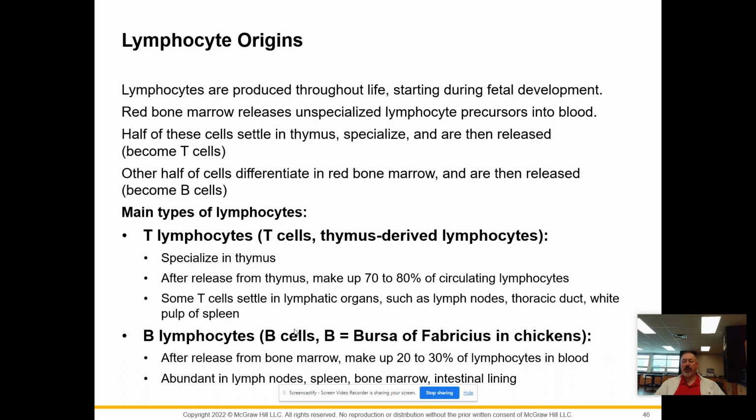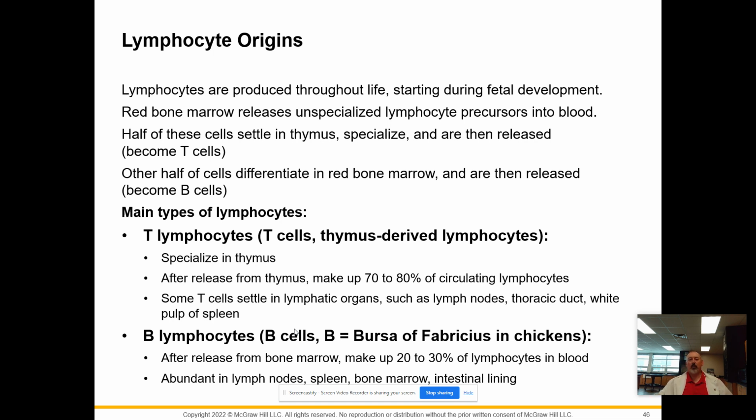B lymphocytes are named like this: the T is going to take the T of thymus, and T lymphocytes. That makes sense because they're thymus derived. Due to some early research, the bursa of Fabricius in chickens was where we found and really started the studying process of the B lymphocytes. And that's where they got their name for B lymphocytes.